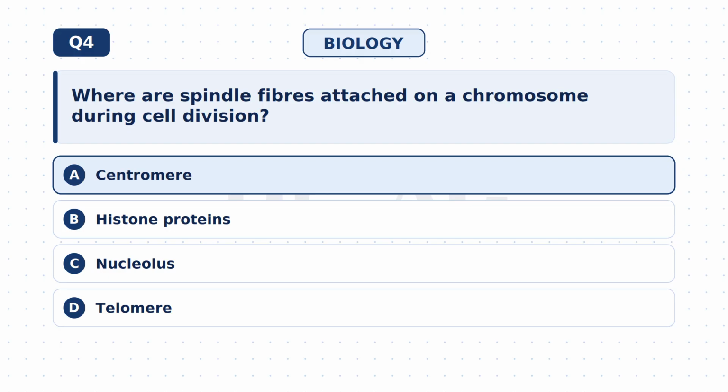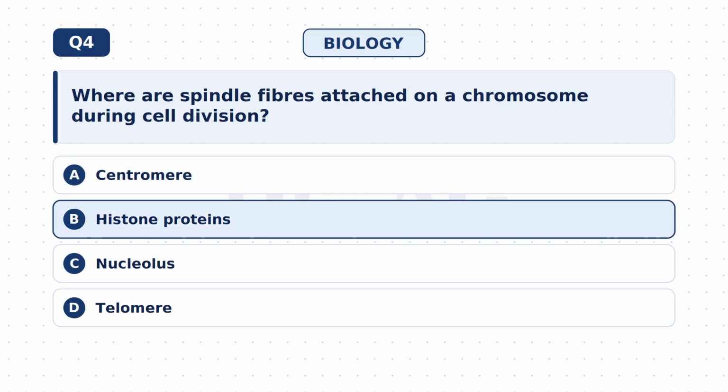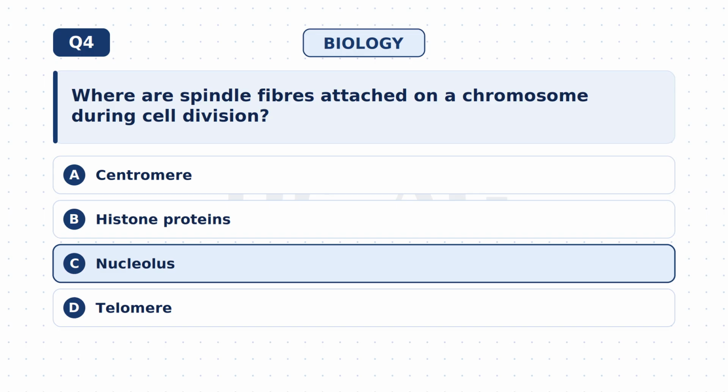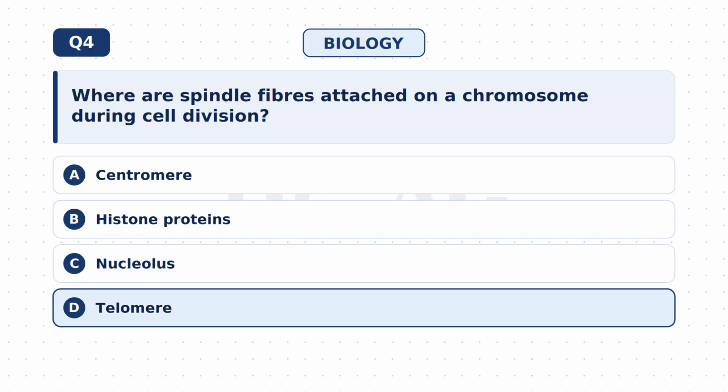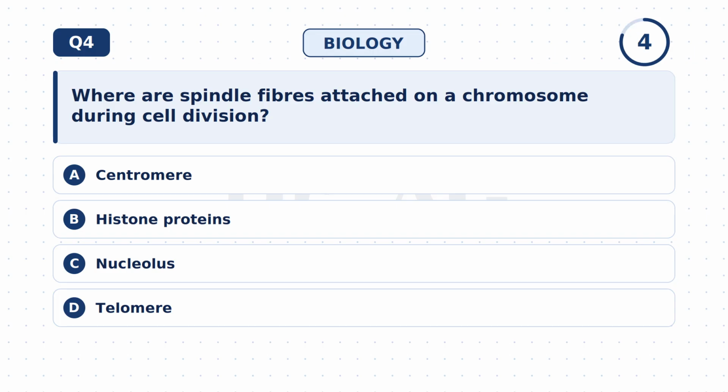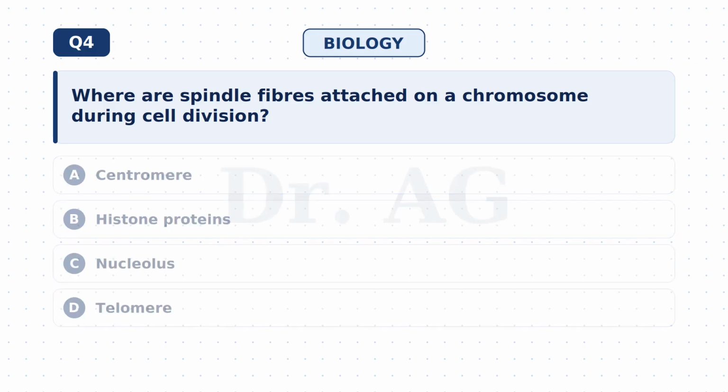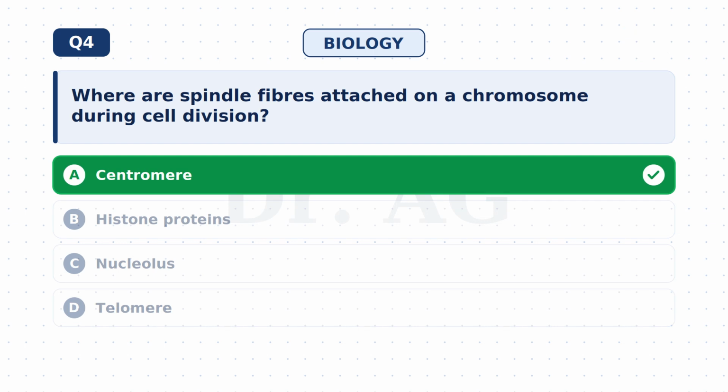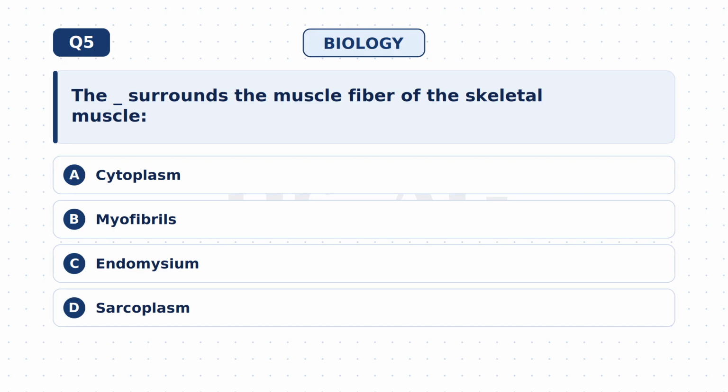Question 4. Where are spindle fibers attached on a chromosome during cell division? Option A. Centromere. Option B. Histone proteins. Option C. Nucleolus. Option D. Telomere. The correct answer is A. Centromere.